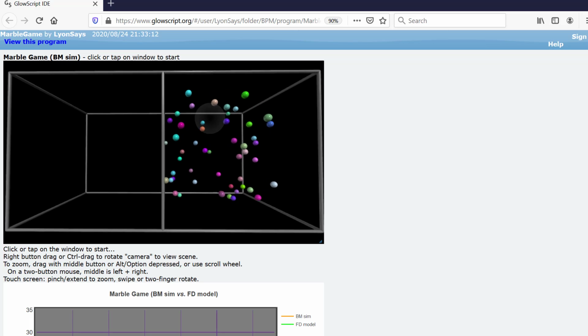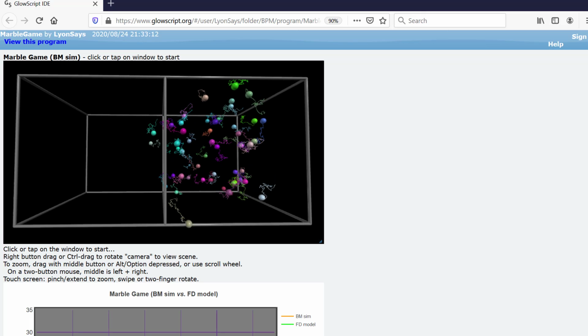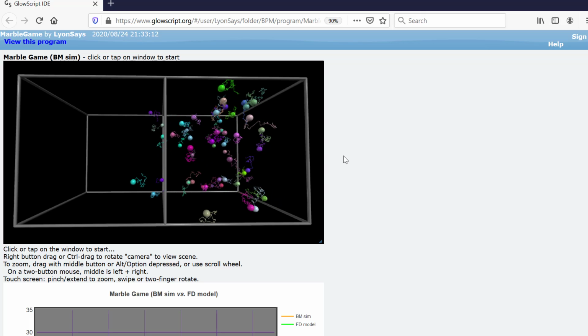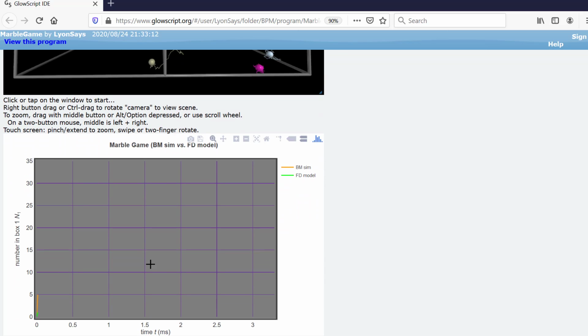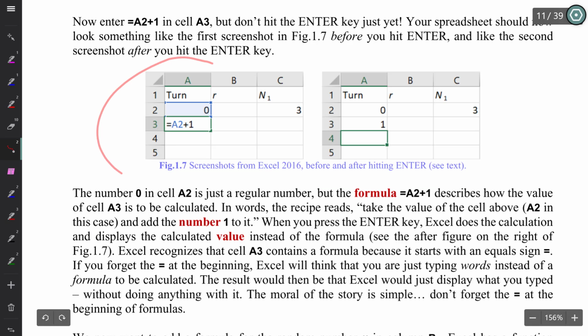randomly moving molecules in a box, and once you start the simulation you can see them all jiggling around, and over a period of time they can move from one box to the other, and the simulation actually keeps track of the number of molecules in each box in the simulation in orange and the FD method in green, which we'll get to soon. Chapter 1 also starts with an introduction to Microsoft Excel, and it starts right from the very beginning with how formulas work.